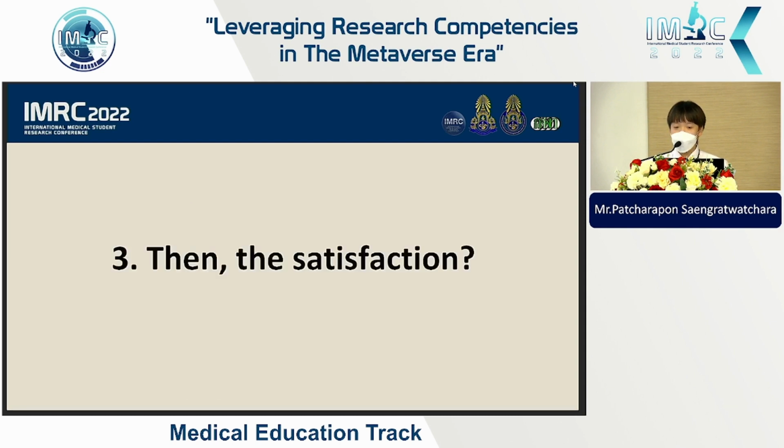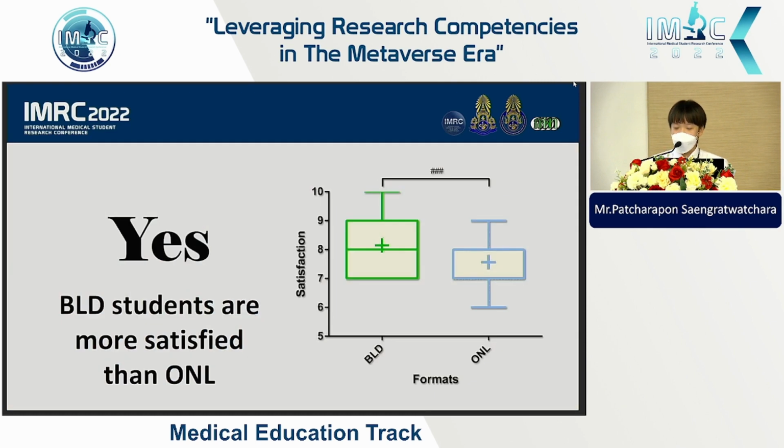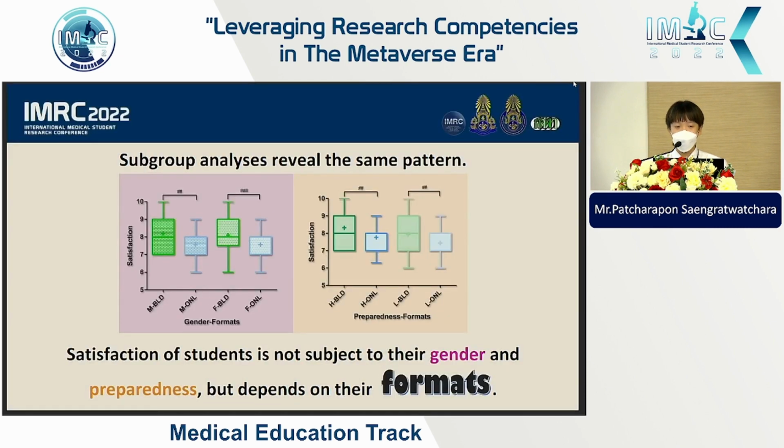Okay, what about the satisfaction? Also, yes, blended students are more satisfied than those who are online students. We also did a subgroup analysis with gender and preparedness. You can see that M here means male and F is female. Also, H here is high preparation and L here is low preparation.